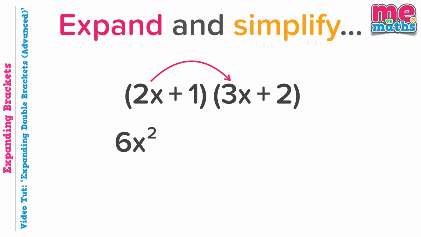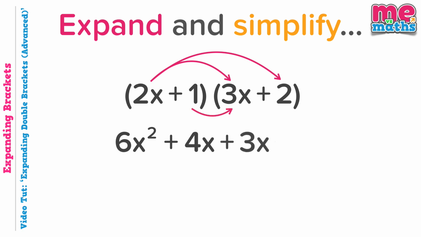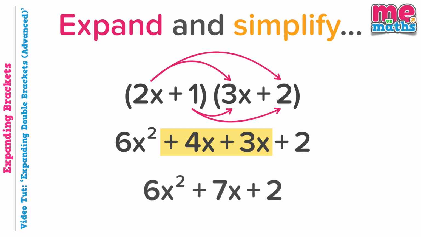Then 2x times 2 will give 4x. 1 times 3x is just 3x. And finally 1 times 2 is of course 2. All positives here, so no need to worry about the signs too much in this particular question. Now let's simplify the part that we can. 4x plus 3x equals 7x, so here it is in our final simplified solution.